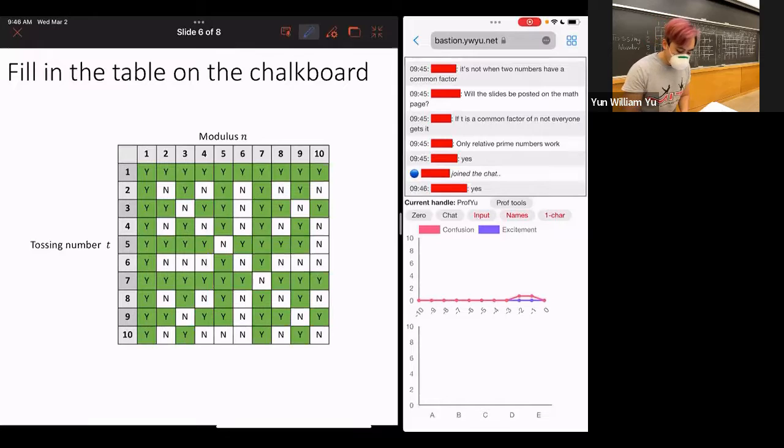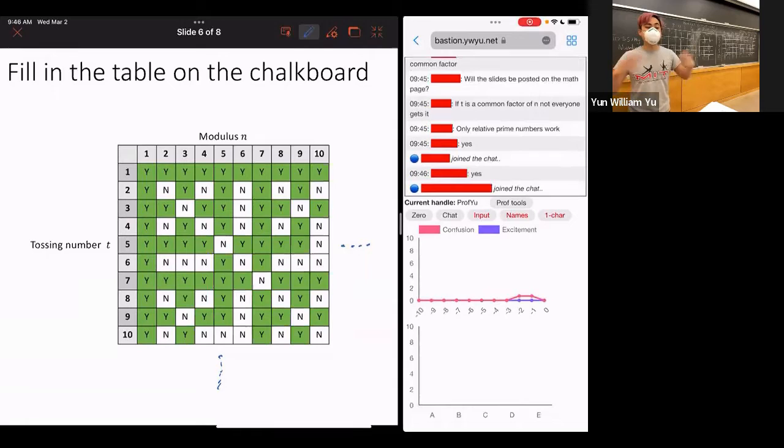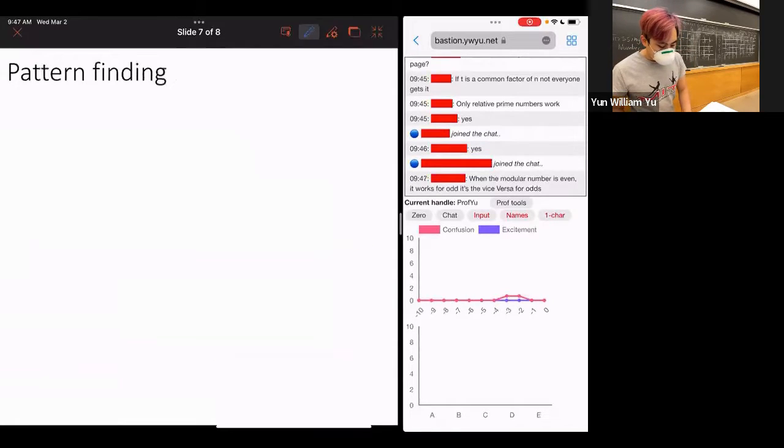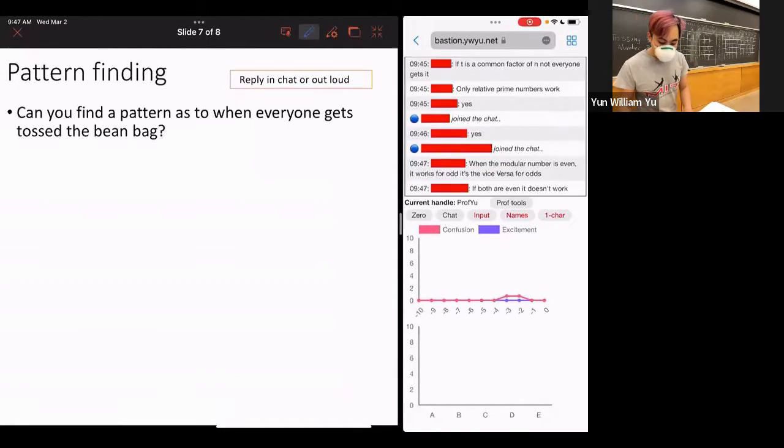The question is, can you continue this pattern out onto infinity? Obviously we've done all these experiments from 1 through 10. Often when mathematicians are coming up with a new set of patterns, one of the first things you do is try to see if you can see a pattern. That's what we did in class today. We looked at all the numbers from 1 to 10 for a tossing number and modulus, and we tried to see patterns. It does look like we saw some patterns, right? Something about common divisors.